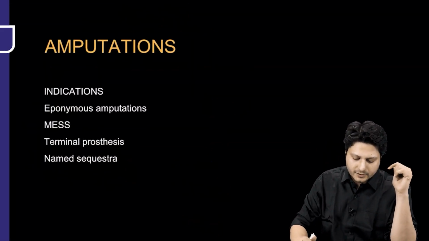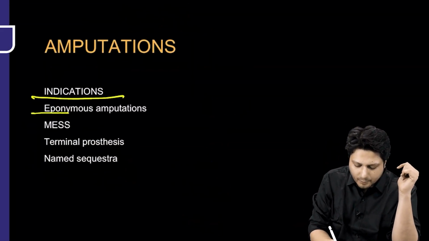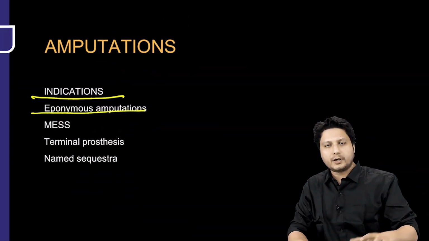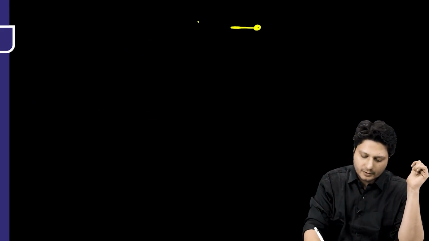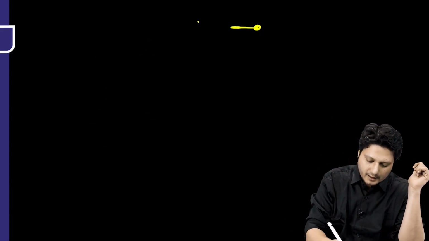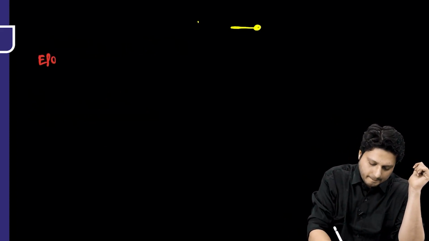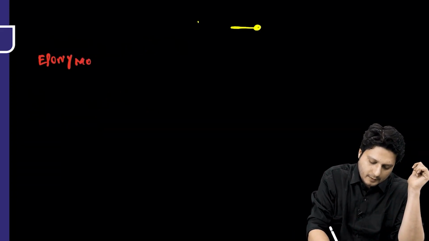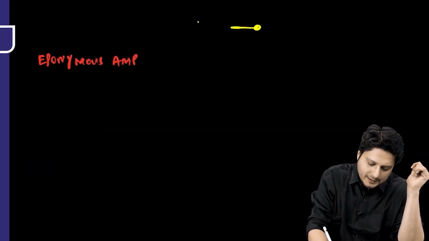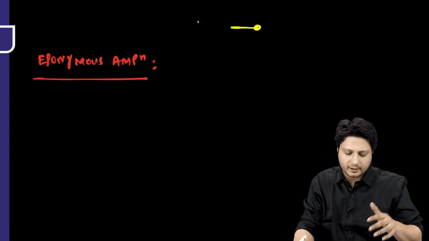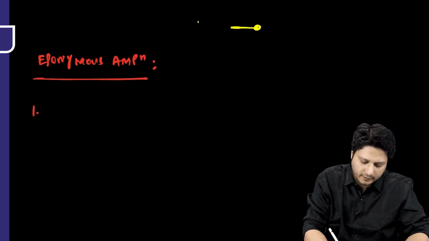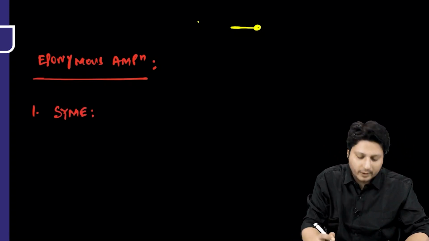Then the next thing that you have to remember are the eponymous amputations. You know, amputations which are named, which are given a different name. So these are categorized under eponymous amputations. So what are some of the eponymous amputations which could be likely present or projected in your examination? One is Syme amputation, S-Y-M-E. Now what is Syme's amputation?